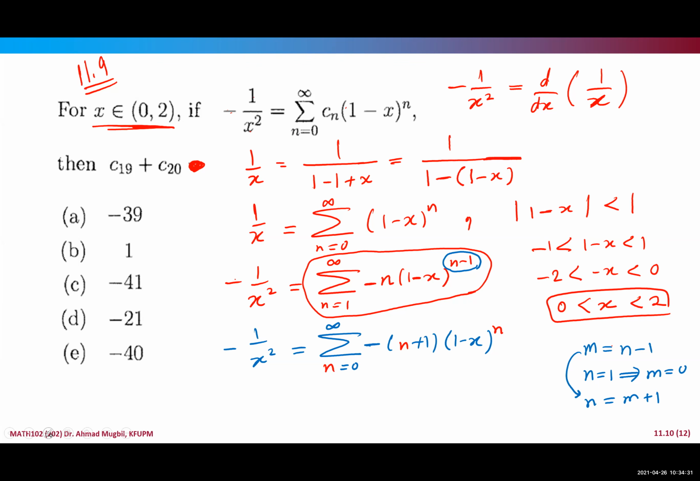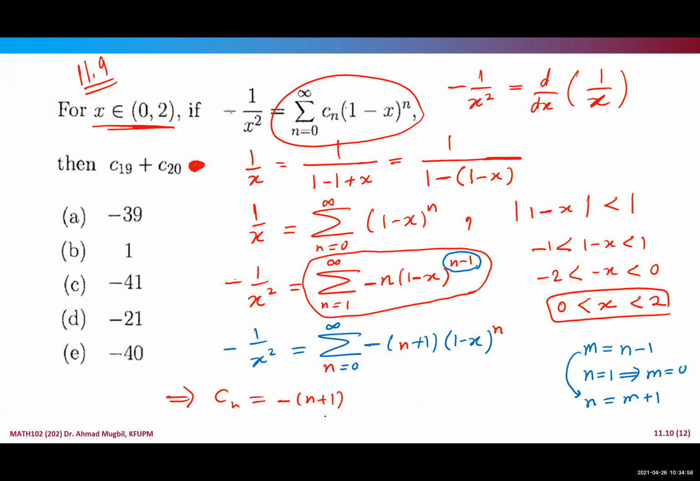Now, just compare what you have now and what you have over there. With just visual comparison, what do you have? You have 1 minus x to the power cn. This implies that cn is what? Negative n plus 1.